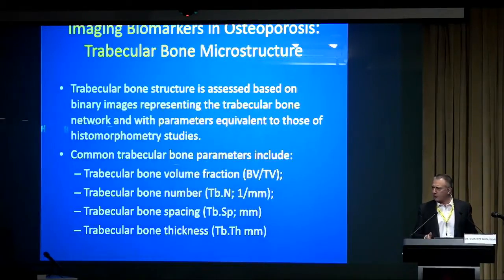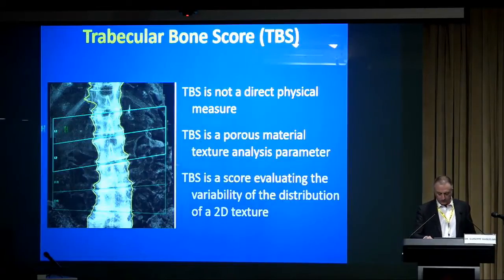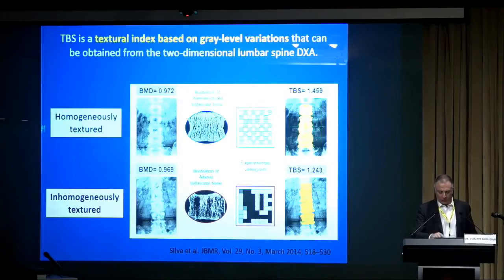So, using CT as well as MRI, these are the kinds of parameters that we can extrapolate from imaging data: trabecular bone volume fraction, bone number, trabecular spacing, trabecular thickness. TBS, already mentioned in the QCT section yesterday, is not a direct physical measure, but is a porous material status analysis parameter. So it's a parameter which reflects the quality of bone. And in order to show you the characteristics of this new parameter recently introduced in the field of bone densitometry, I show you these cases.